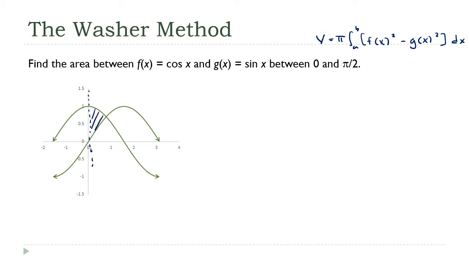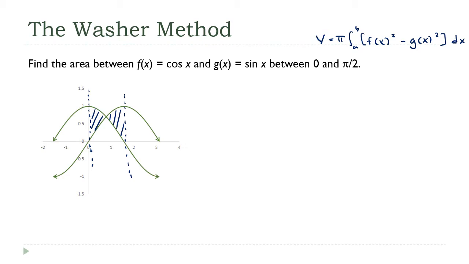And where's this going to end? It's going to end at pi over 2. Remember, cosine of pi over 2 is 0. So that's going to be this spot here where it crosses the x-axis again. So we have these two regions. We're going to get, I don't know, some very odd looking solid when we do this. So we do have this concern, right? The two graphs cross each other, right?